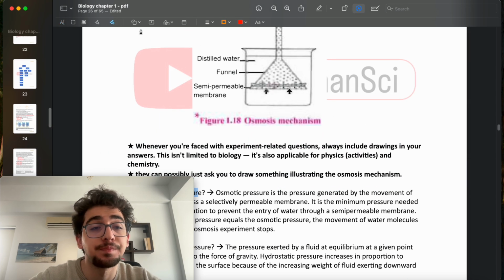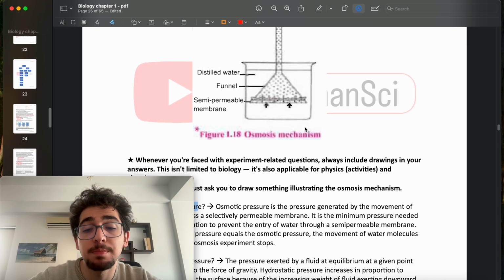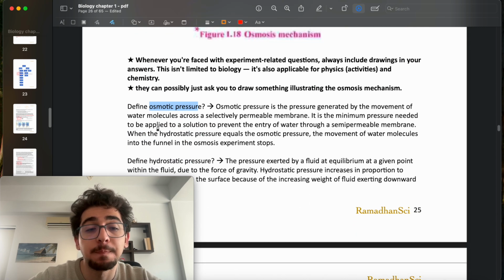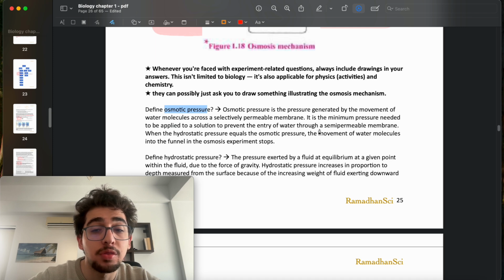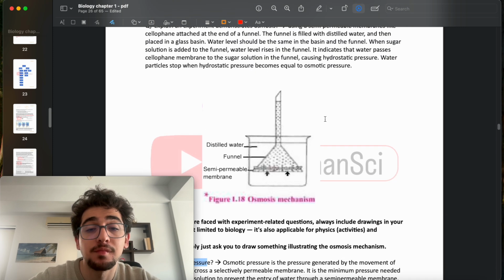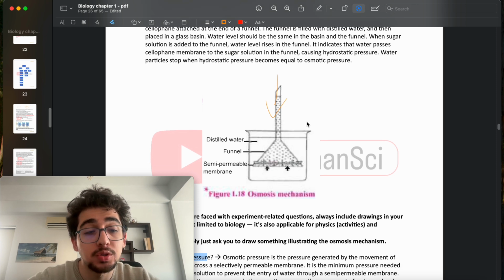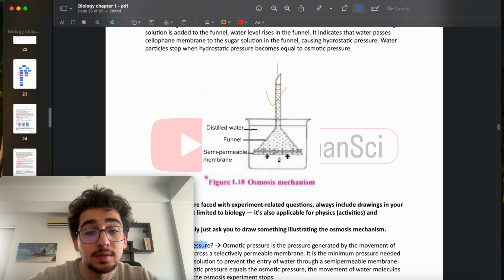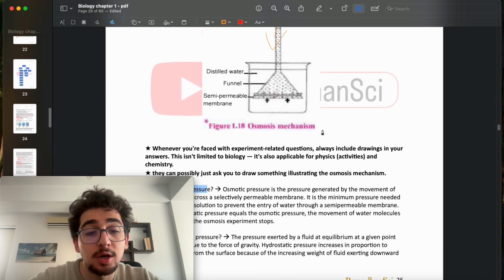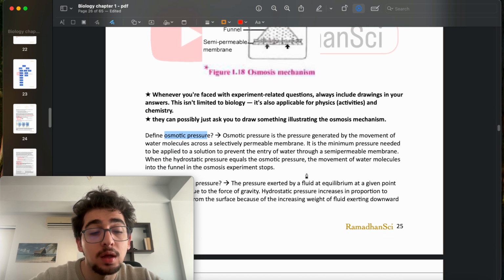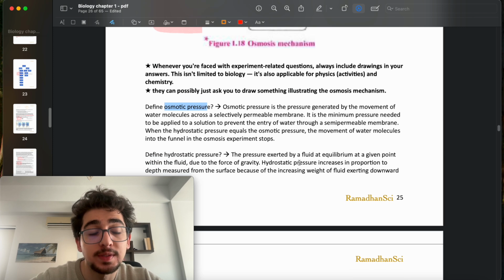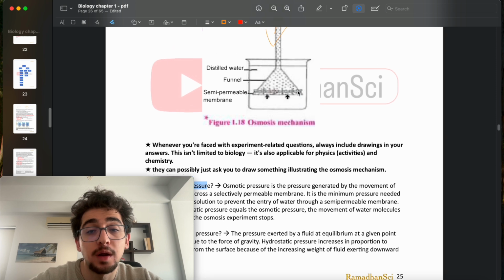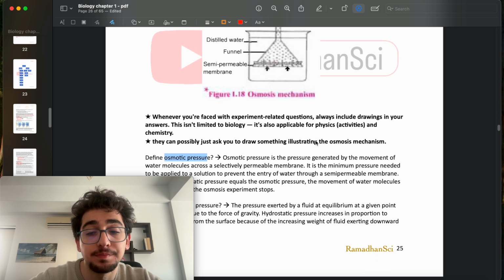The osmotic pressure is the minimum pressure that we need to be applied to a solution to prevent the entry of water through a semi-permeable membrane. For example, I need a force here, another force we call the osmotic pressure, in order to stop the water movement through this semi-permeable membrane. So osmotic pressure is the pressure that will oppose the osmosis, that will prevent the water from diffusing through a membrane.